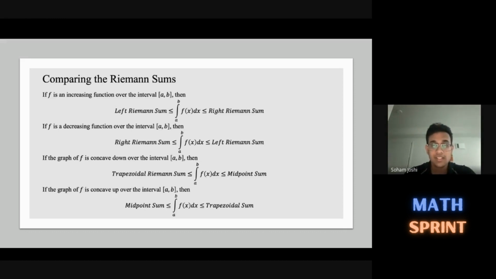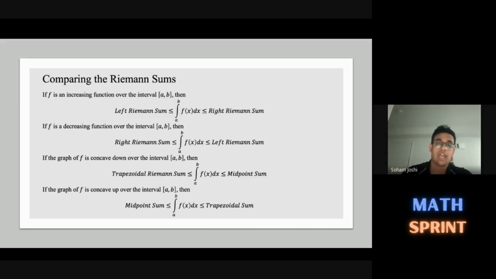So if f is an increasing function over the interval a comma b, then the definite integral, which is equal to the actual area under the graph, is greater than the left Riemann sum and less than the right Riemann sum. And if f is a decreasing function over the interval a comma b, then the definite integral is less than the left Riemann sum and greater than the right Riemann sum.